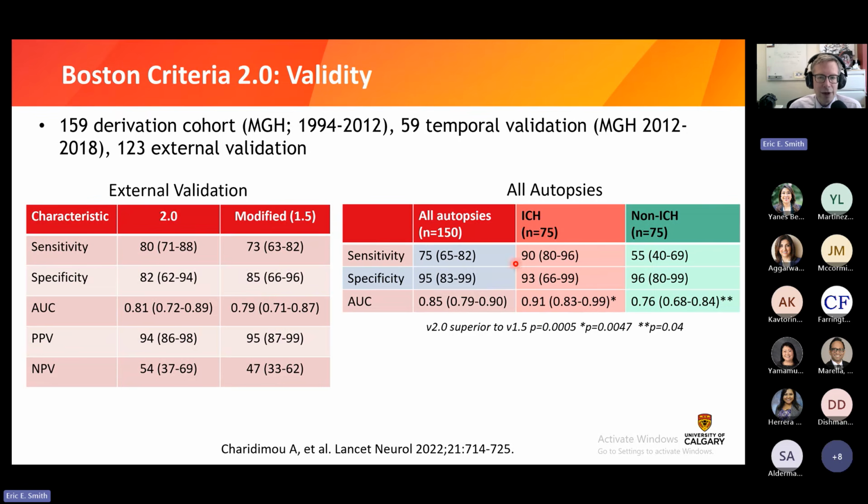And here we saw a very high sensitivity and specificity: 90% sensitivity, 93% specificity, AUC 0.91. So when we apply the criteria to patients with hemorrhagic stroke, they work really quite well. That's of relevance to vascular neurologists, where mostly we're encountering CAA in the form of hemorrhagic stroke.